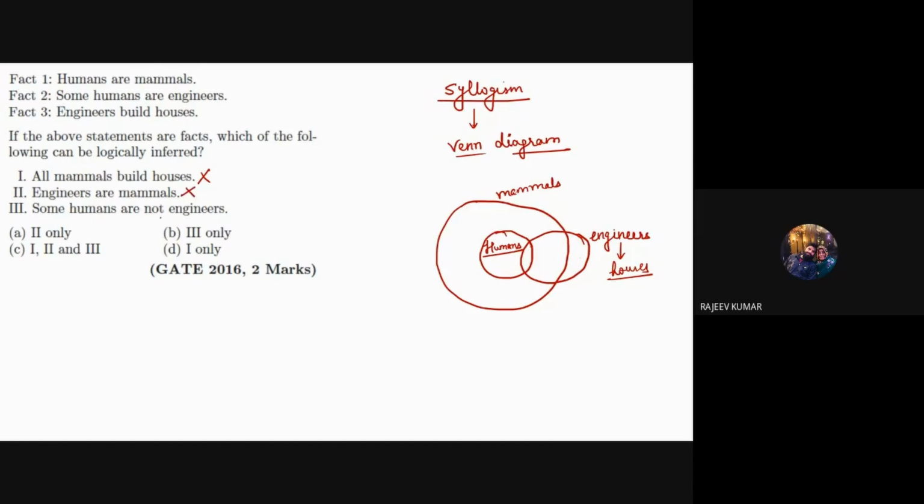Some humans are not engineers. Yes, these kind of humans they are not engineers. So इस set में इधर portion पे आते हैं. So this one is going to be correct, which gives you only 3. Yes. So the correct answer will be B. 3.